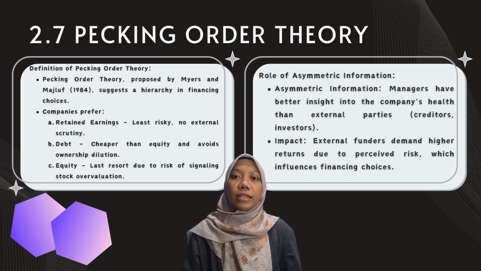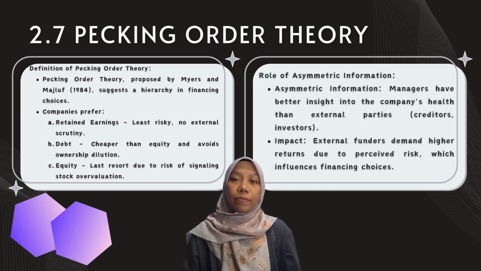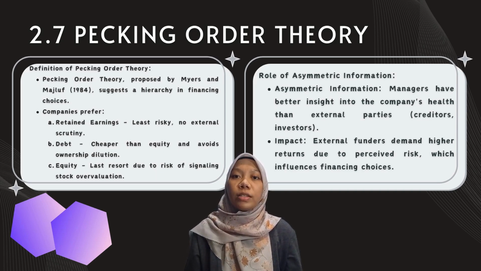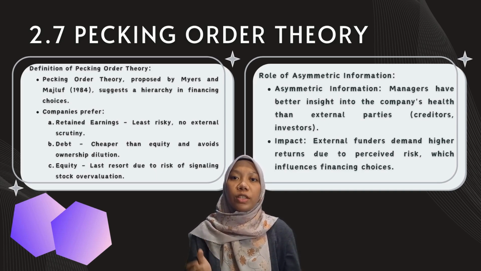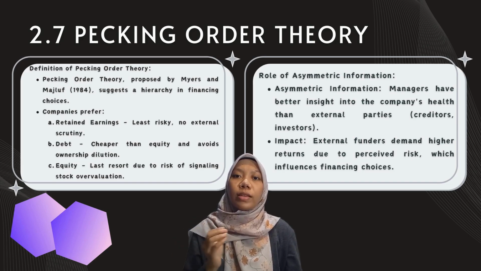The reason behind this hierarchy is something called asymmetric information. Essentially, managers know more about the company's future and risk than outside investors do. Because of this information gap, external investors view financing from outside sources as riskier. They often demand a higher return to offset the risk, which makes it costly to raise funds through debt or equity.